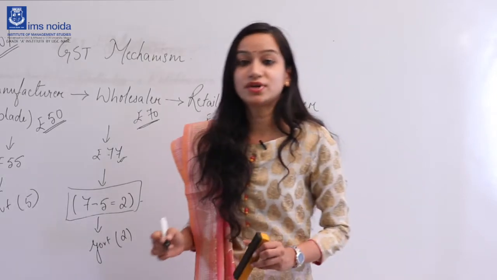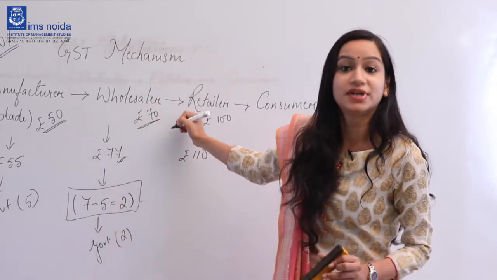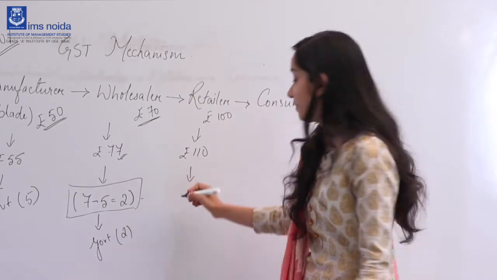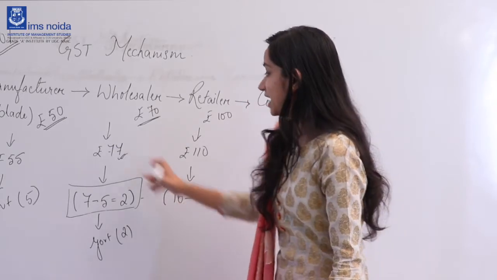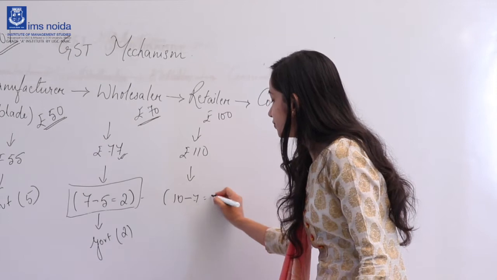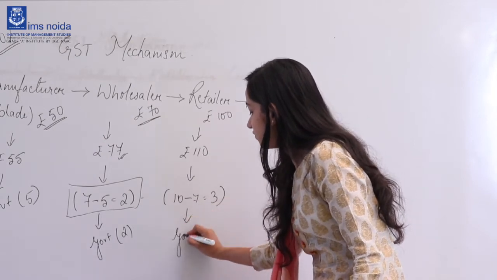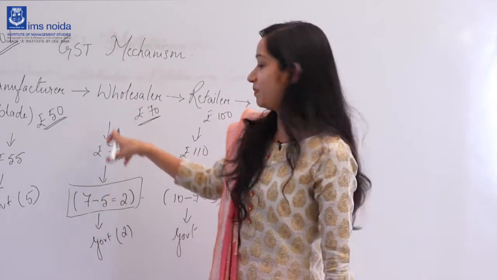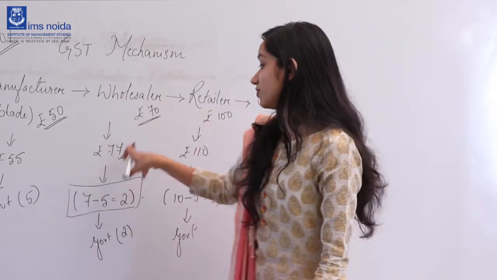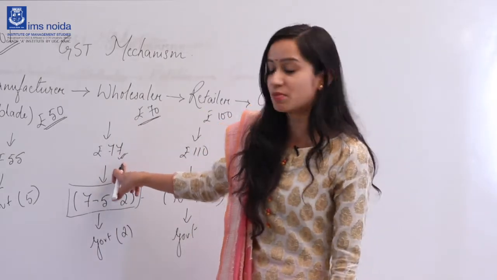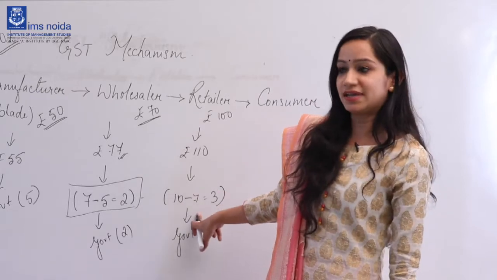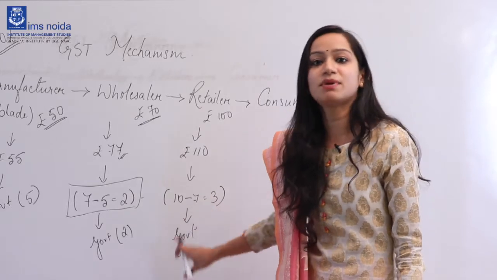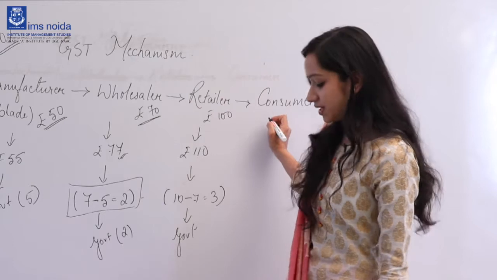But again we need to decide the amount of GST which the retailer will pay to the government. The retailer will not pay rupees 10 to the government. Instead, the retailer will pay 10 minus 7 equal to 3 to the government. Why 3? Because the retailer, while purchasing the product, has paid rupees 7 as GST. Since he has paid rupees 7 as GST, he will take it back, and the remaining value of 3 will be paid to the government.